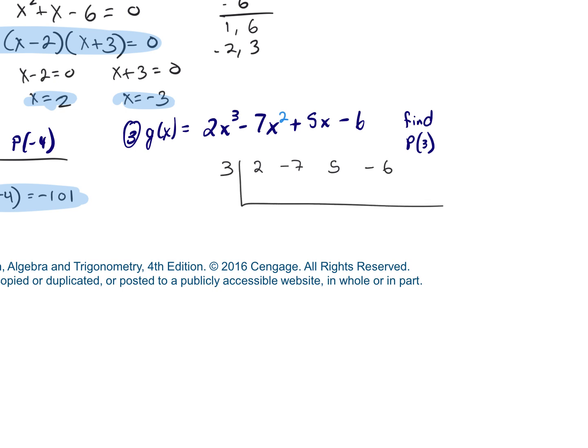So we're going to bring down the 2. This is going to become 6. Negative 1, negative 3, 2, 6, 0. Now, because they're asking for the remainder theorem, we will look at the remainder. It happens to be 0, so P of 3 is going to equal 0, and that would be your solution.